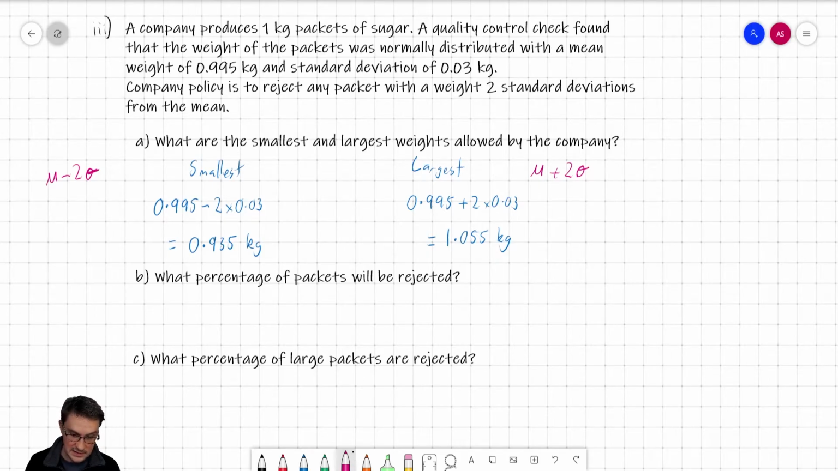So that means that to work this out, if we do 1 minus 0.95, this is going to give us the value of those packets which are being rejected, which in this case is going to be 0.05. In other words, 5% of packets are rejected because they're either too light and too small, or they are too heavy.